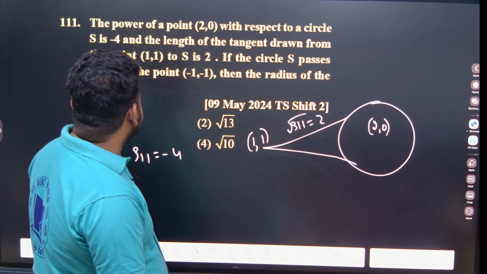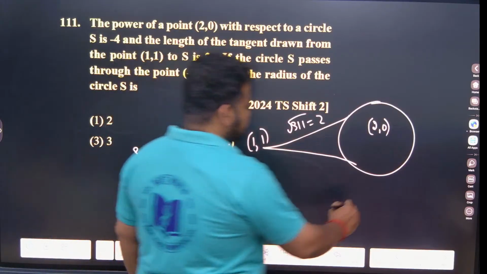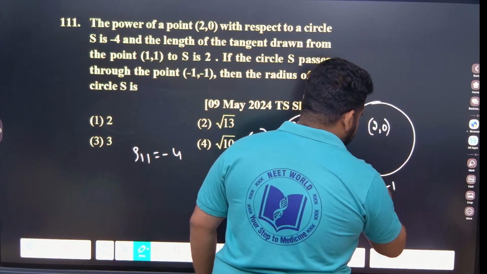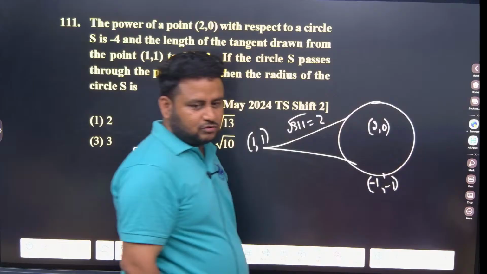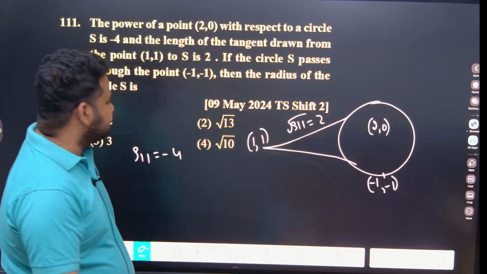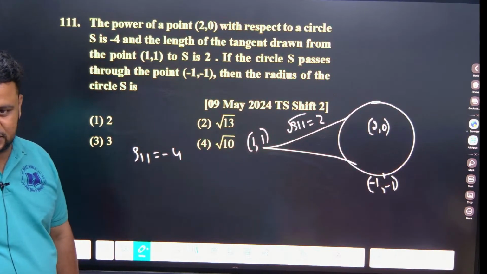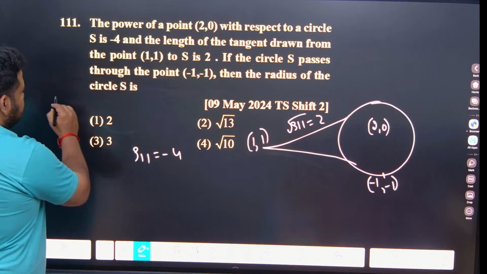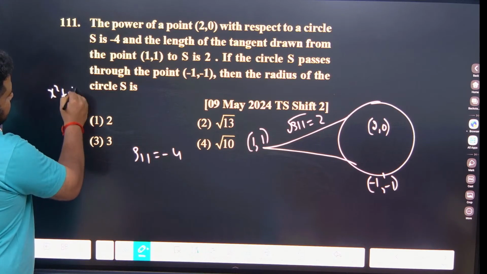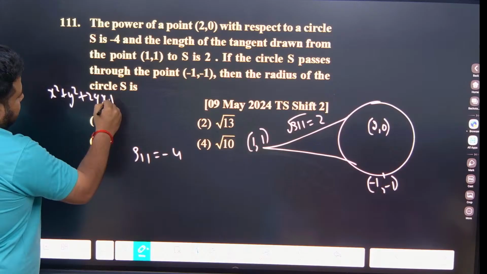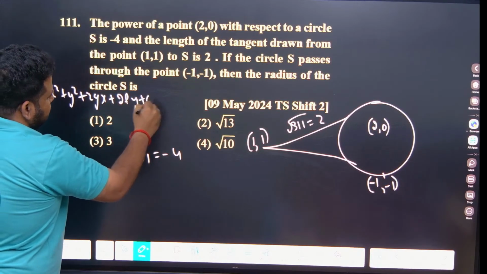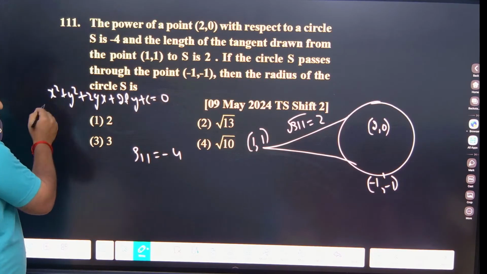And the circle S passes through the point minus 1 comma 1. They are asking for the radius of the circle. First of all, we have to find the equation of the circle. So let the equation of the circle be x square plus y square plus 2gx plus 2fy plus c is equal to 0.